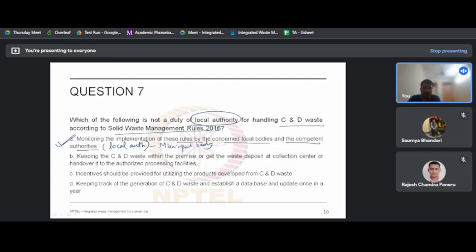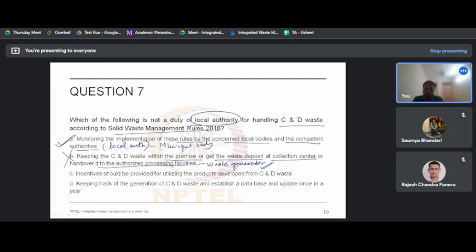Then we have keeping the C&D waste within the premise or get the waste deposited at the collection center or hand it over to the authorized processing facilities. So we are talking about keeping the waste within the premise, getting the waste deposited at the collection center. So this cannot be the duty of the local authority. This is the duty of the waste generator, because local authority will oversee the process, but they won't be doing micro handling of the process. So that is the duty of the waste generator. So this is not a duty of the local authority.